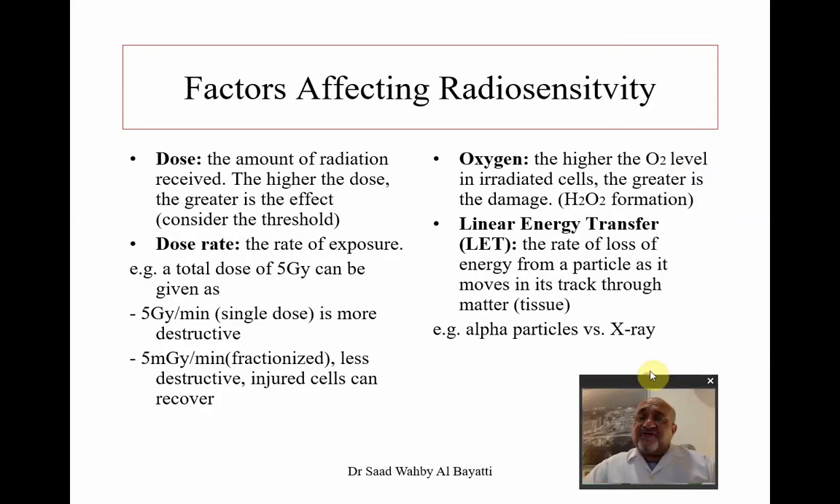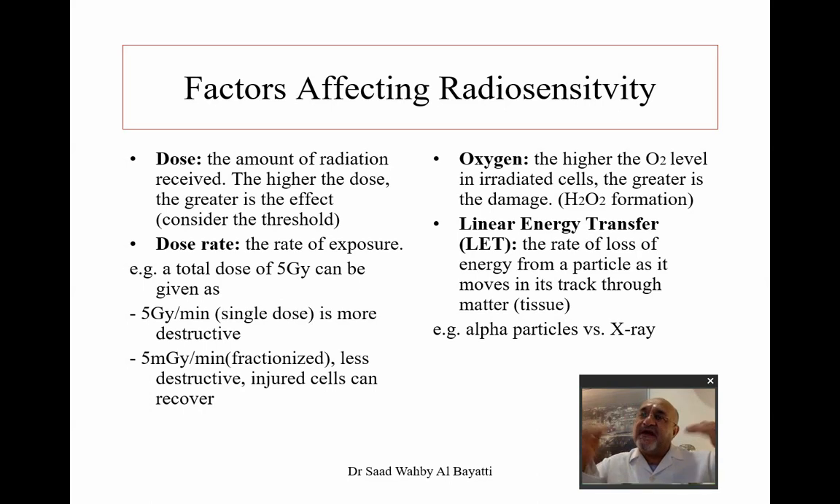There are factors that affect radiosensitivity. These are summarized in this slide. First and most important is the dose. The amount of radiation which is received: the higher the dose, the greater the effect. Of course, there is a threshold. If there is a threshold, we saw that these are the deterministic effects. If there is no threshold, we describe this as the stochastic effect.